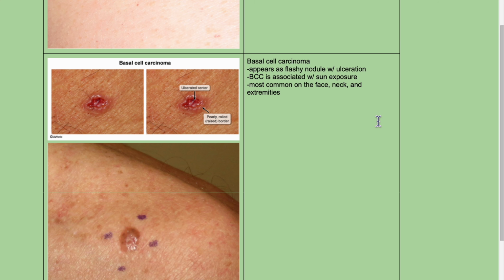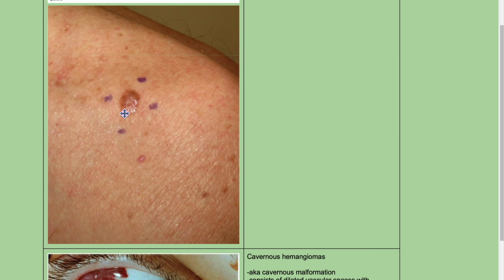Basal cell carcinoma. Basal cell carcinoma appears as a fleshy nodule with ulceration. It is associated with sun exposure, most common on the face, neck, and extremities. Remember how it looks, and don't confuse it with squamous cell carcinoma. Ulcerated center, pearly rolled raised border. You'll be asked to identify these.